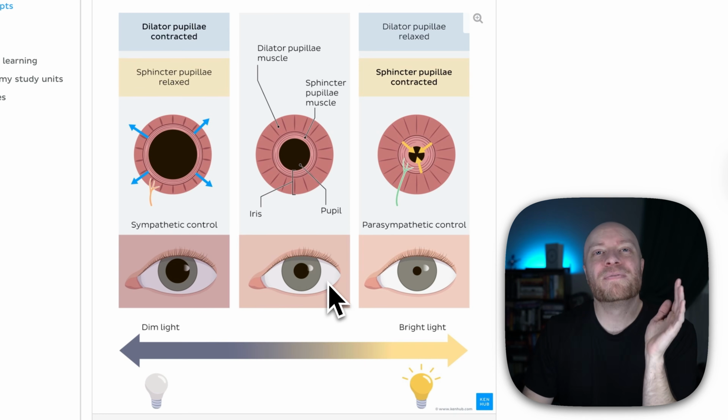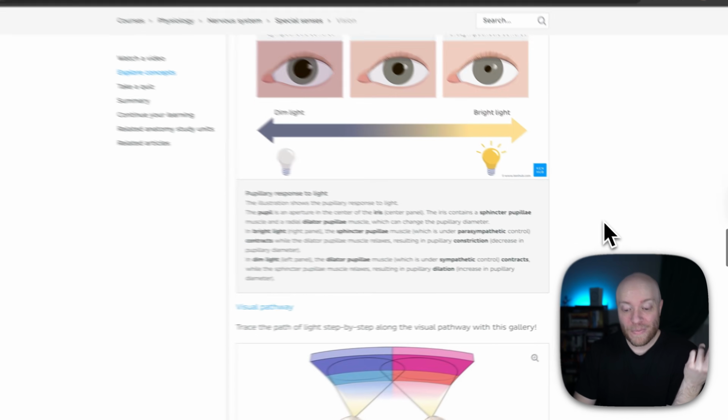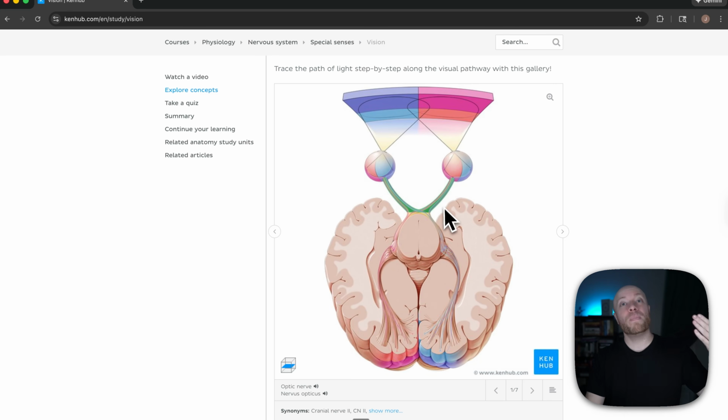This is all part of your iris, endlessly fascinating, but this is only one small portion of the iris, or rather the visual pathway in vision.